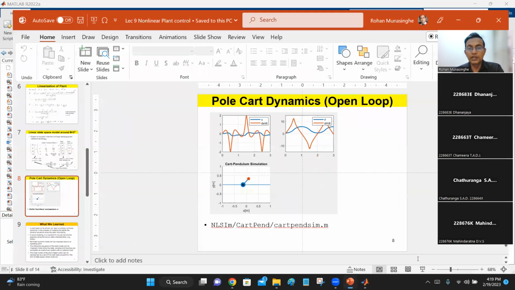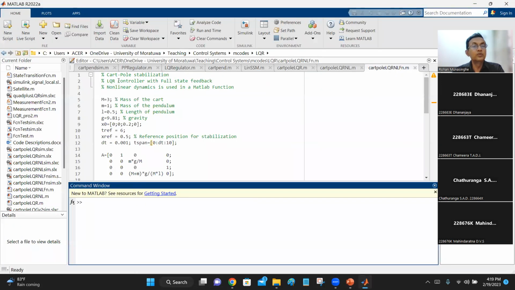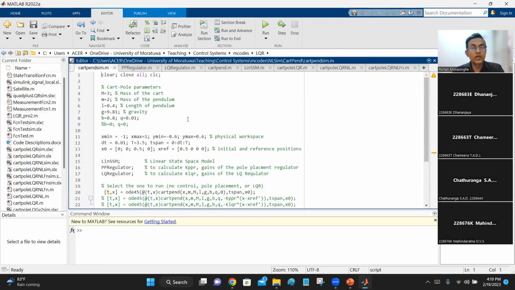So let's check the code. I have so many codes. That is carpend sim.m. So I want to go to part pen sim, this one. You can see the code here.